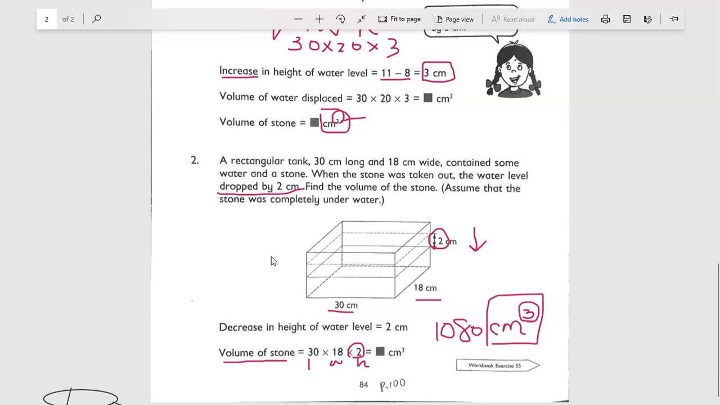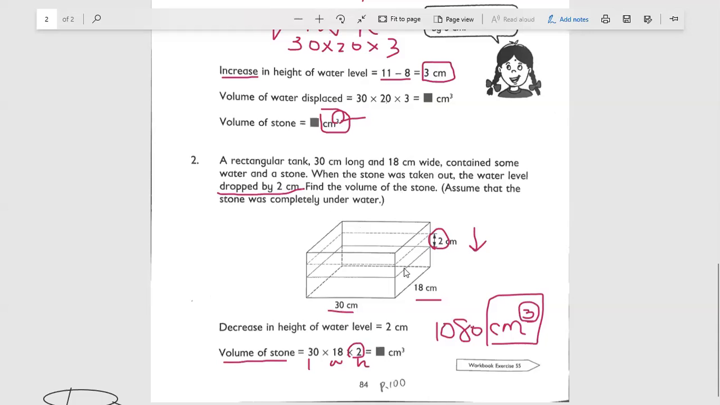No question on number 2? If you still have a question, you can unmute yourself, so I will know how to help you with this number 2. All right. Please do not type anything on the group chat right now, okay?